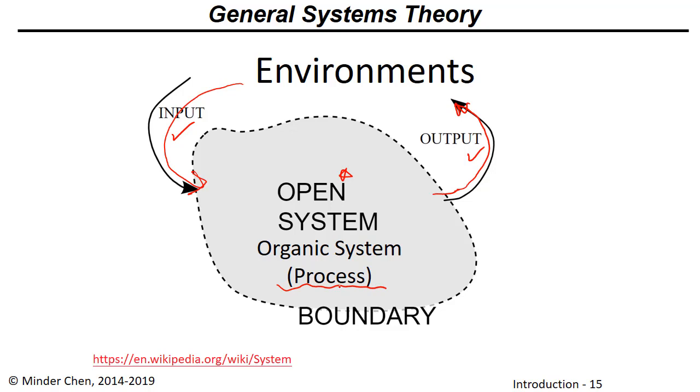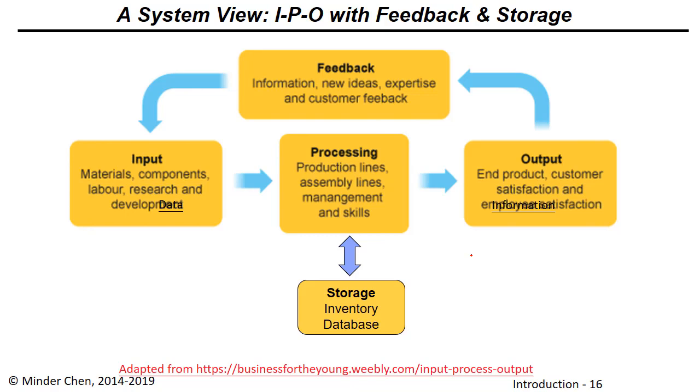And when you try to define a system, it's very important to clarify and identify its boundary, where you draw the line between the system and the environment. I'm going to introduce a few more system models which add additional elements to the simple system model. In this version, clearly we have input, we process the input, and we generate the output.